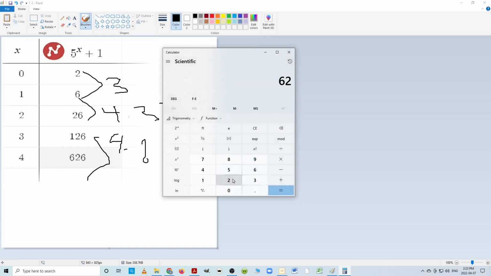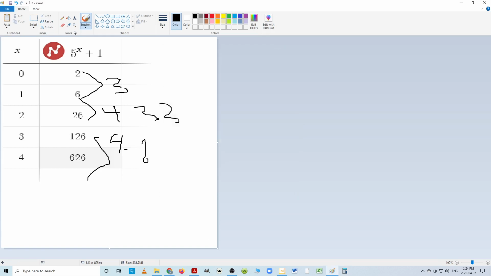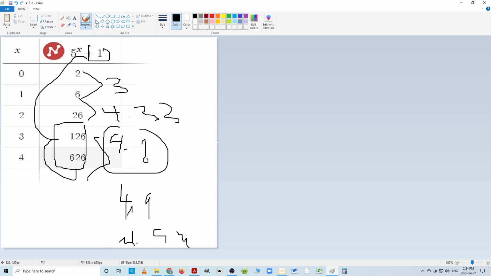626 divided by 126. And that's because as I take bigger and bigger x values, 4.96. And as I get closer, it's going to be like 4.99 and 4.999. And that's because in this stage, that plus 1 really distorts these low numbers. But in this stage, that plus 1 barely distorts these numbers, and you get a clear idea.